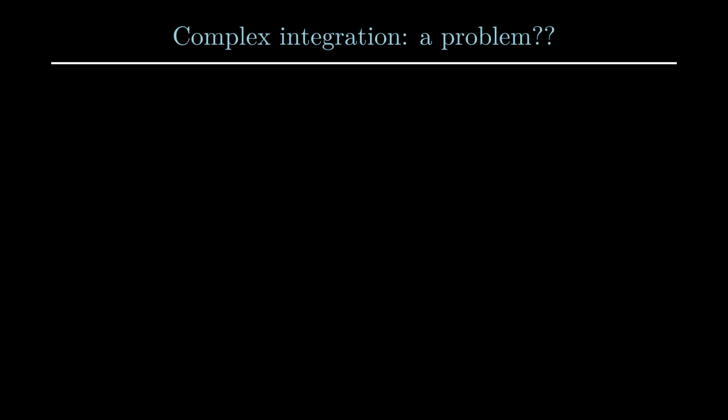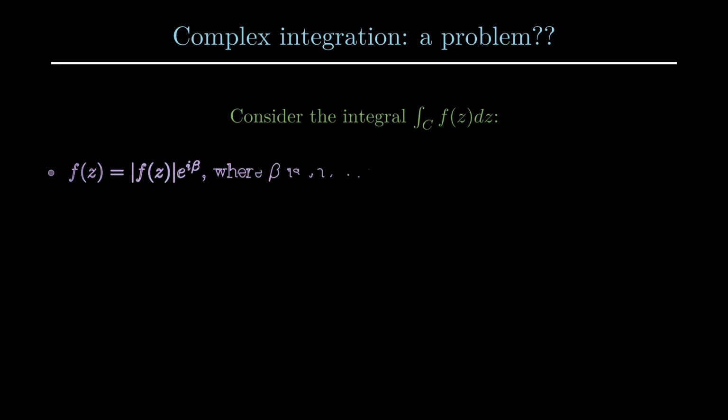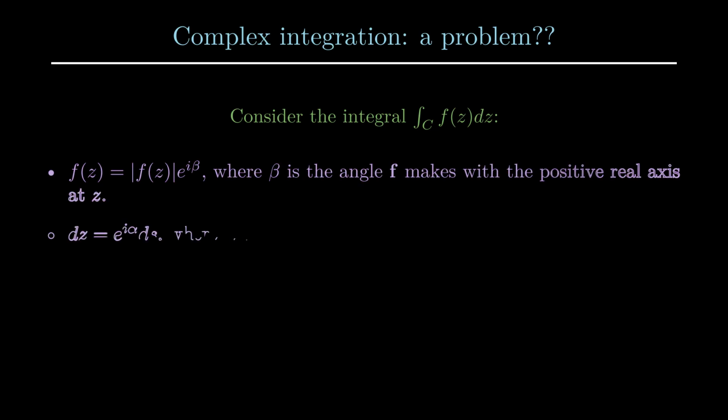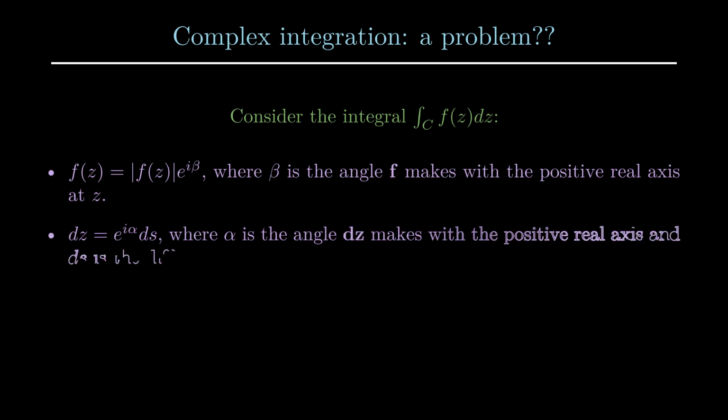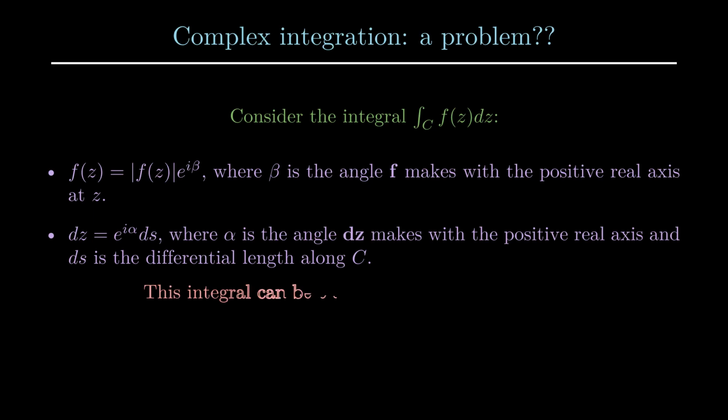As you may have guessed by now, the caveat does lie in complex integration. So consider the integral of f(z) over this curve c. We can parameterize f(z) given by this equation, where the angle beta is the angle the vector field f makes with the positive real axis of z, and dz is parameterized by the following, where alpha is the angle that dz makes with the positive real axis, and ds is the differential length along c. And thus we can express our integral as that equation. We will show a drawing in just a few moments that will help explain this much better.